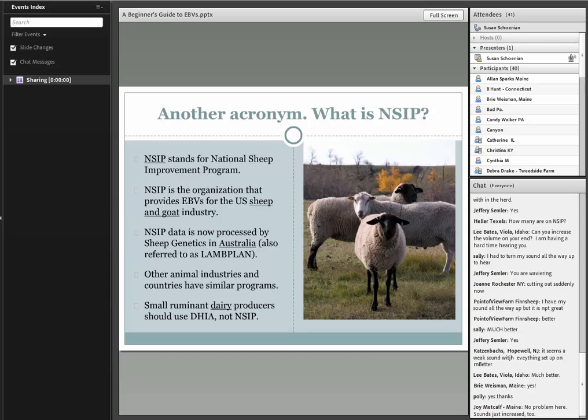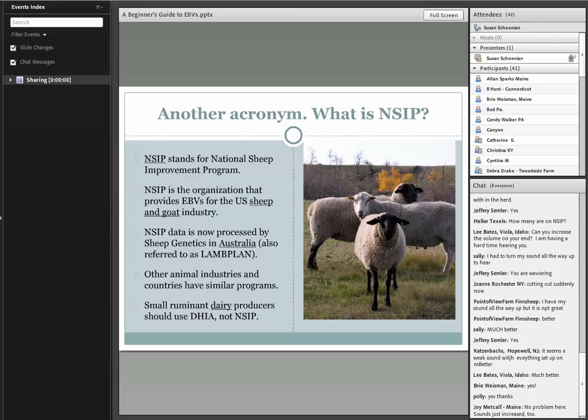Just like every other animal industry, beef cattle, dairy cattle, pigs, as well as other countries' sheep industries have similar programs as NSIP. Of course, Australia's is called Lamb Plan. As I mentioned at the beginning, if you're a dairy producer of sheep and goats, this isn't really the program for you because it's going to focus predominantly on meat and fiber and not on milk production.